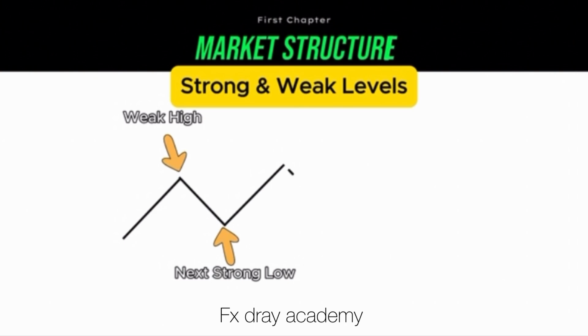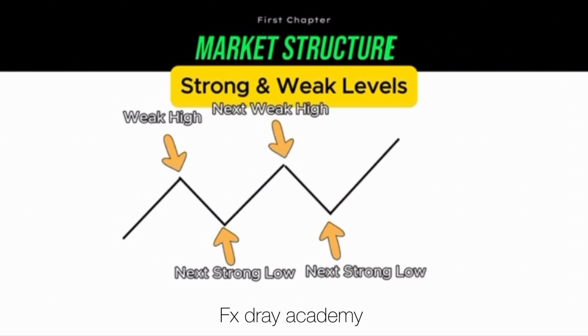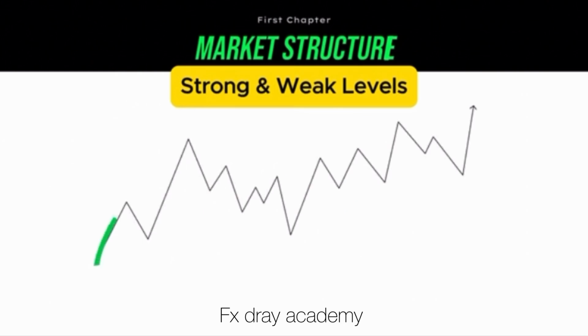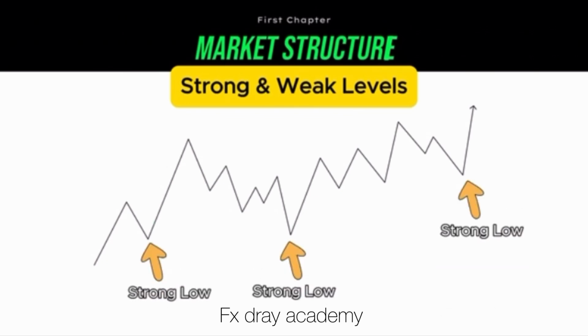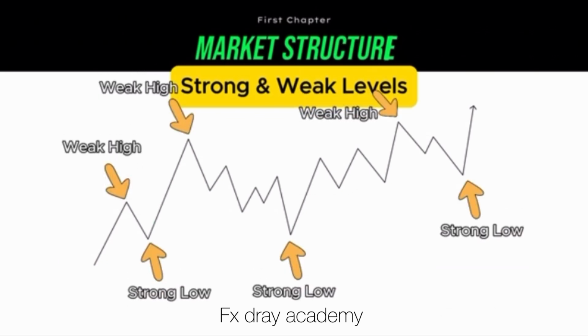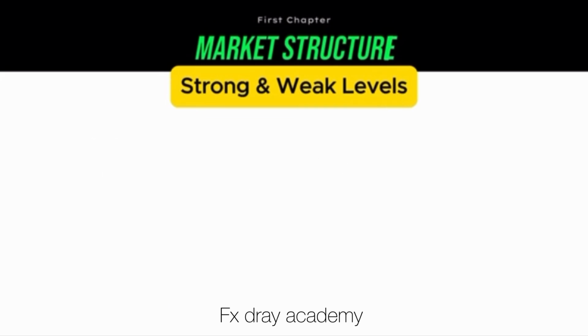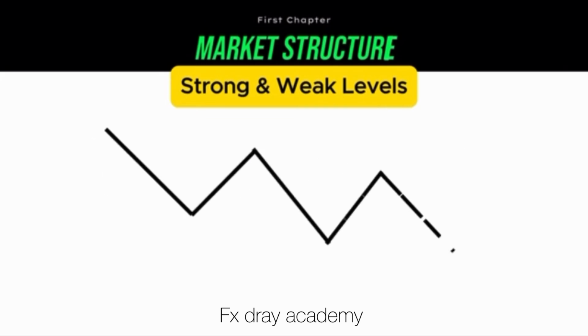So we have our strong low and our weak high. Continuously, markets keep breaking the high, that is our weak high, and our low, that is our strong low. As you can see on our internal, this is our external high, our strong high. On a downtrend too, it is the same thing.